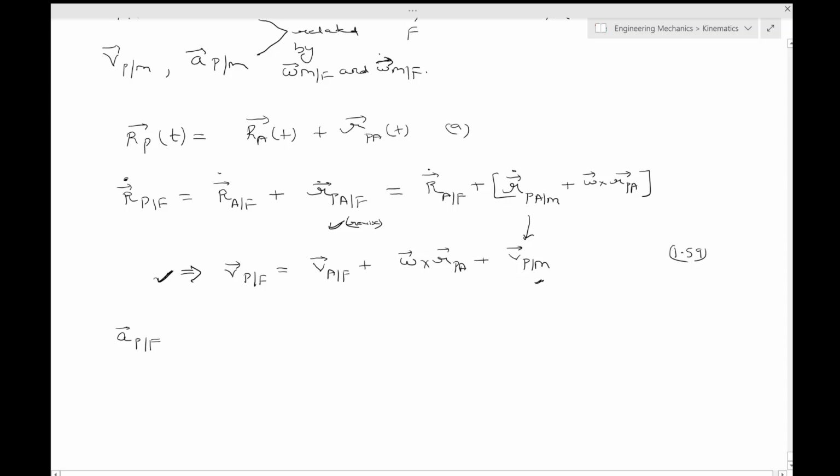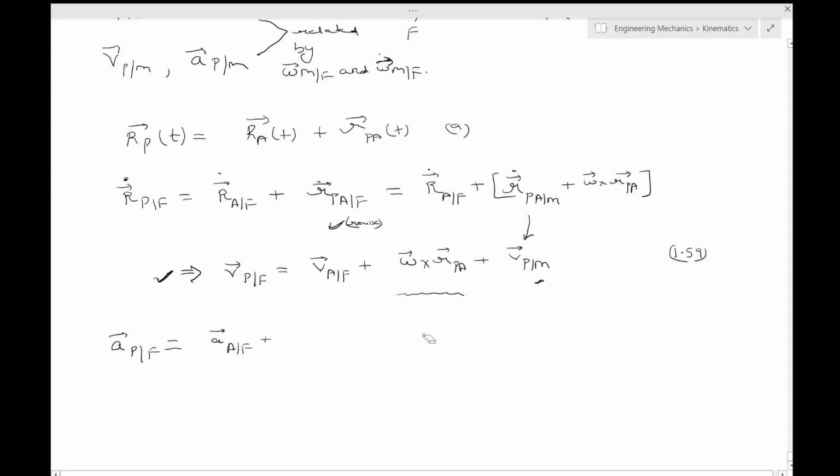Okay, sorry, let me just write it completely. So the acceleration of p with respect to f, taking a time derivative of v_p, would be the acceleration of a with respect to f plus omega dot, sorry, every time we take a time derivative, so the next step is to take a time derivative of this term.